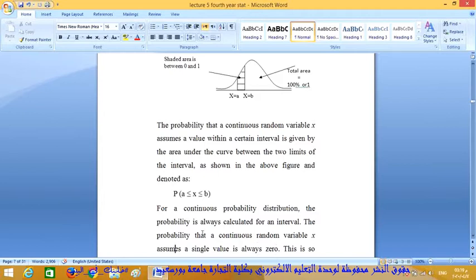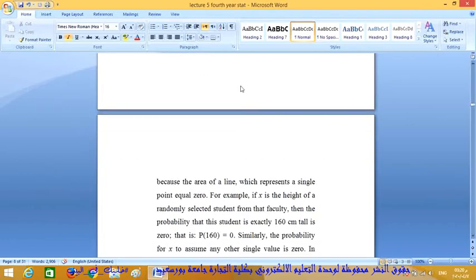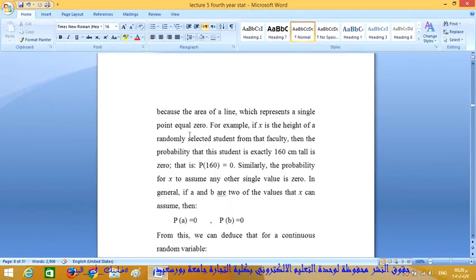Okay? Why always zero? A single value means the probability that the random variable equals A. A is a line, not an interval. So the area under the line equals zero. So the probability that X assumes any value equals zero. But it's better to say that X lies between A and B, not equal to A and not equal to B. Okay? So we can say that the probability that X equals A is zero, and also the probability that X equals B is zero. Okay?